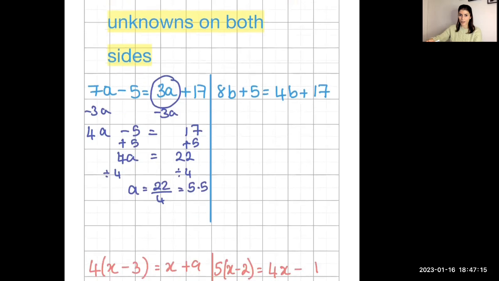Okay, so first step, I'm going to move the b's onto the one side. I always look at the smaller one. I just think it's easier like this. The smaller one is the 4b, so I'm going to subtract it. So I get 4b plus 5 equals 17.